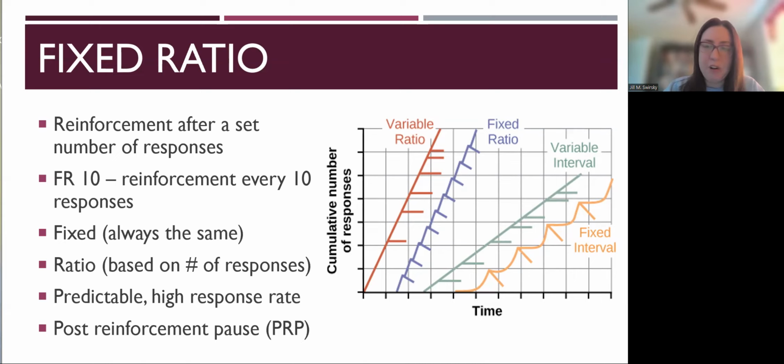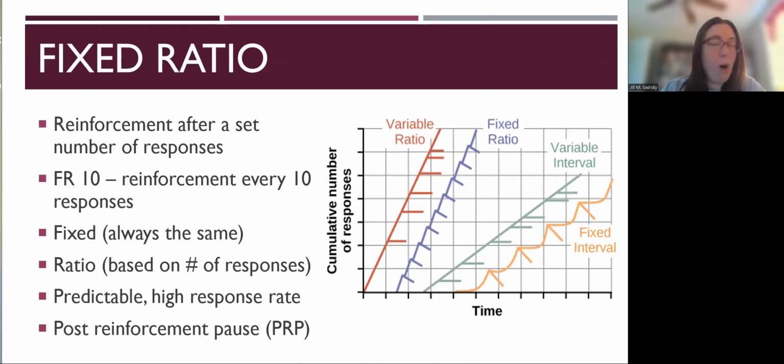In my emoji game, I can earn a new emoji after I earn 30,000 coins. So my ability to earn that reinforcer is based on my responding. It's based on my playing the game. It's fixed because it's always 30,000 coins. It doesn't matter if I blow through those 30,000 coins in 10 minutes or if it takes me a week to do it. It's irrelevant. It's the fixed ratio schedule.